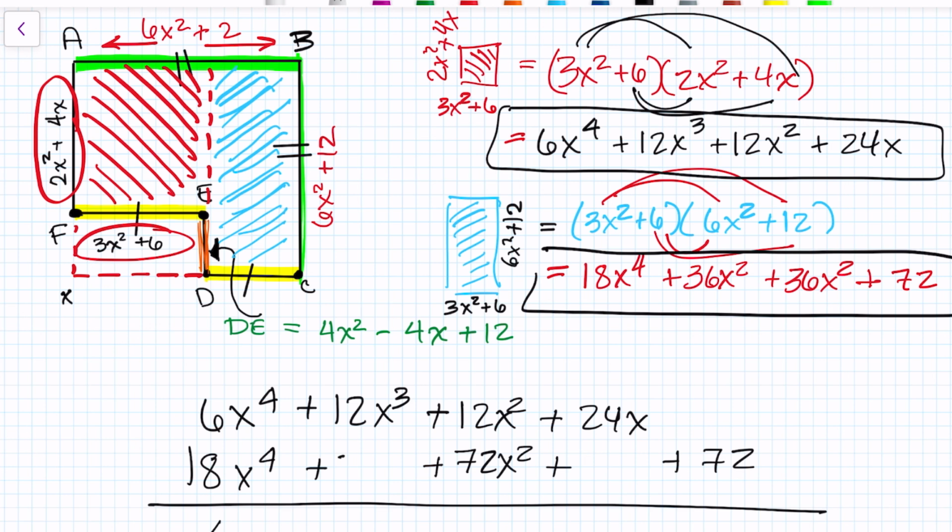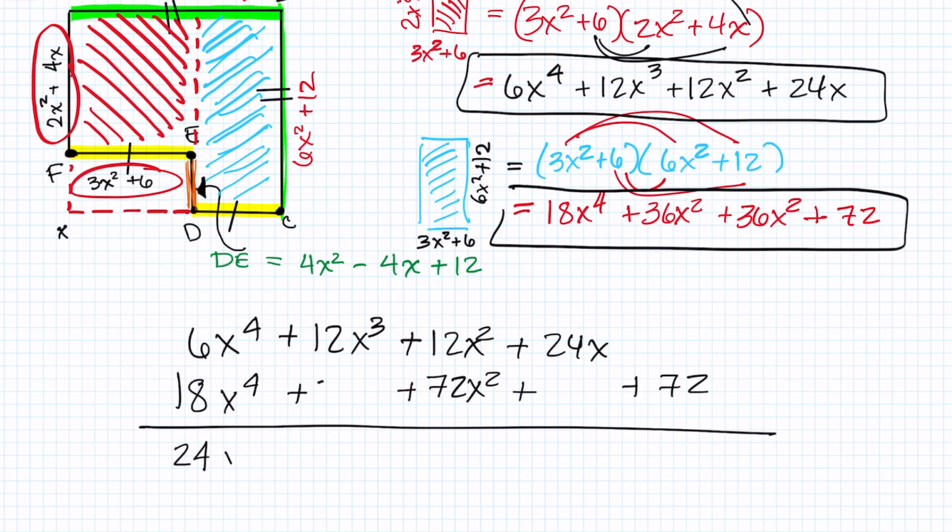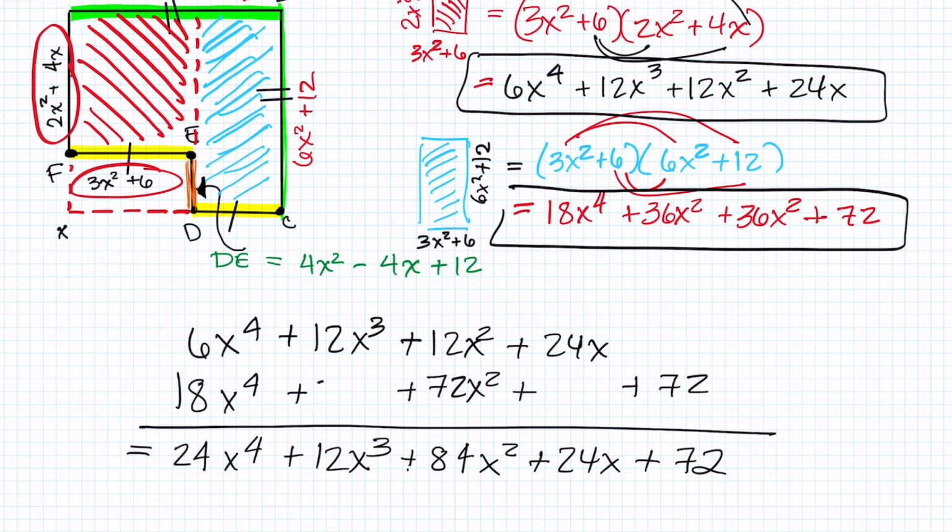So let's see, I have 24x to the fourth plus 12x cubed plus 84x squared plus 24x plus 72. And that would be the area of the whole kit and caboodle figure.